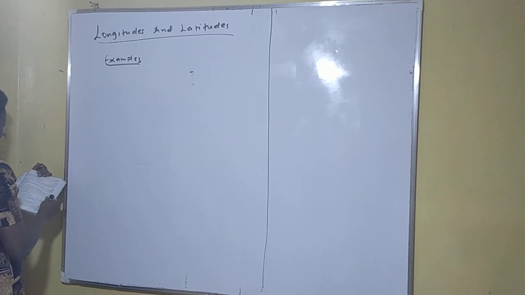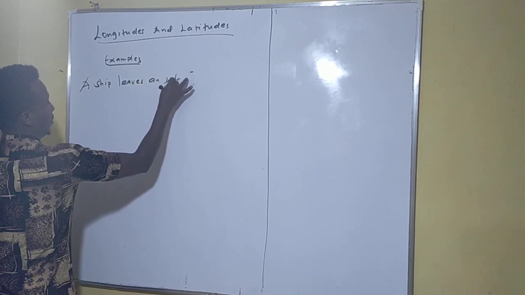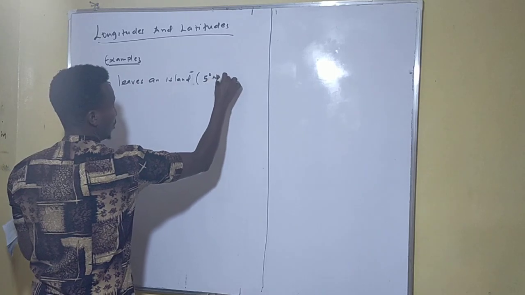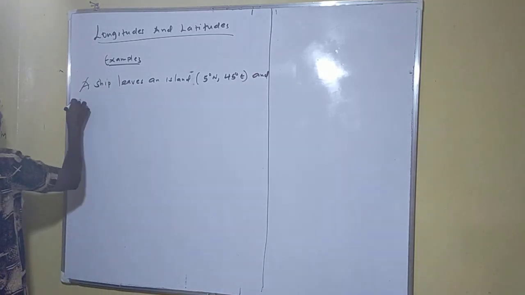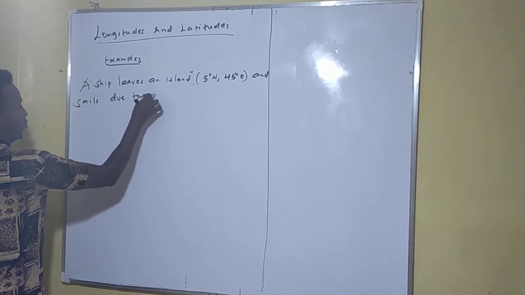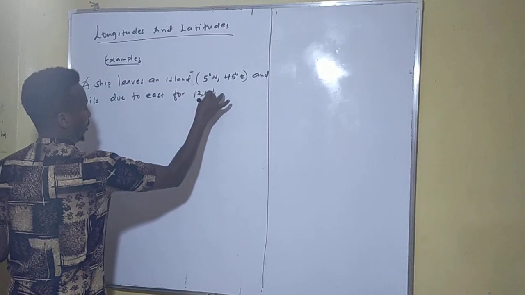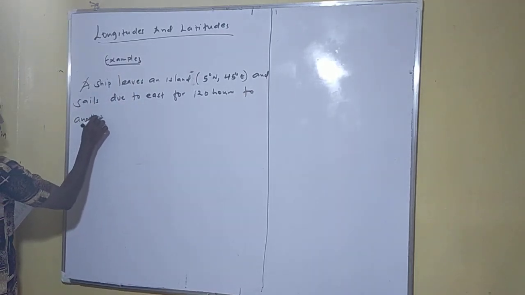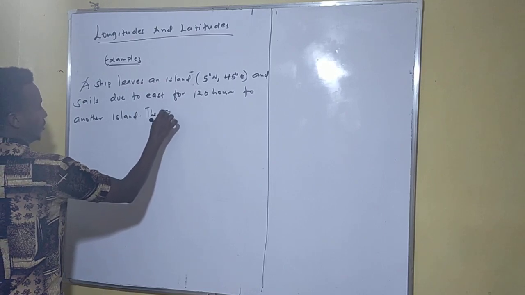Just understand here. A ship leaves an island 5 degree north, 45 degree east. Okay, this is the position, and sails due east for 120 hours to another island. Just understand that. To another island. Full stop.